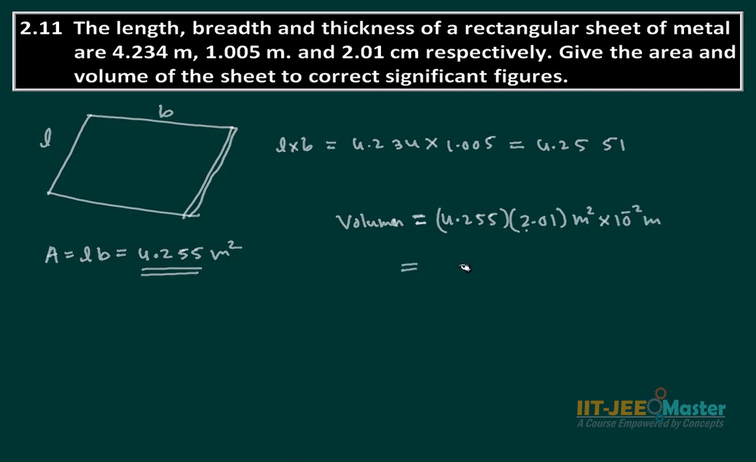So the answer will be 8.55 into 10 to the power minus 2 meter cube. That is meter cube. So answer is correct up to 3 significant digits. You have to take only 3 significant digits here. The question is quite simple, just to take care about the significant figures.